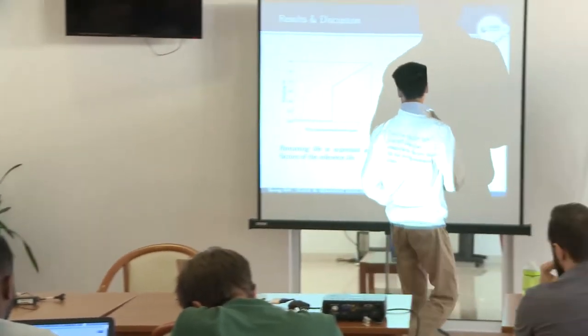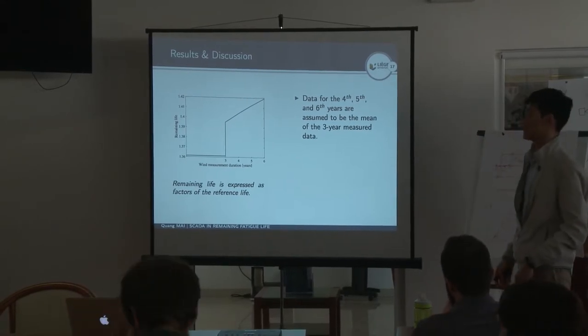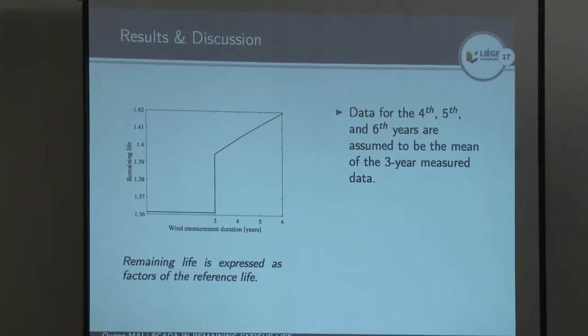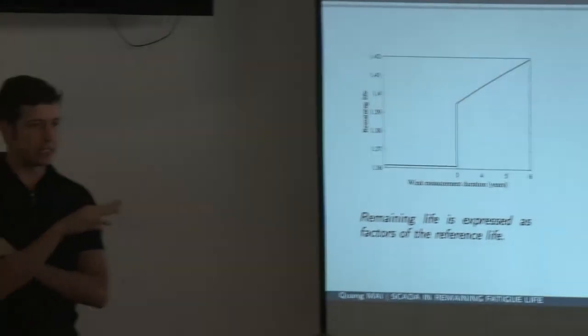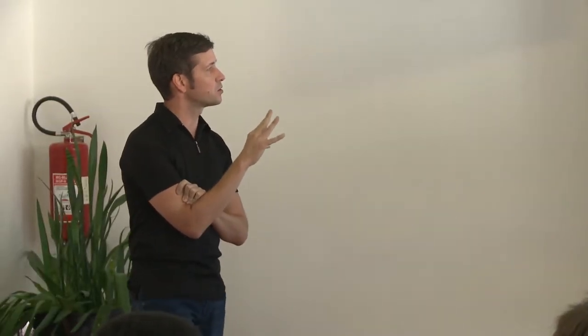Yes, I say the variation here is not really important, because the remaining lifetime, as a factor of the reference life, is just 1.4, 1.42. It's not really significant. If you multiply with 20 years lifetime, then maybe something general. Try to look also in the references of your models.